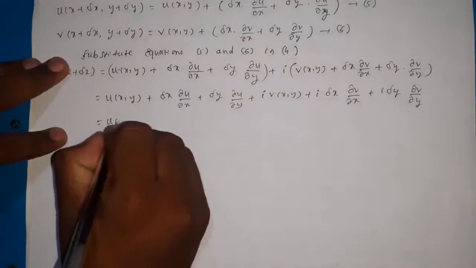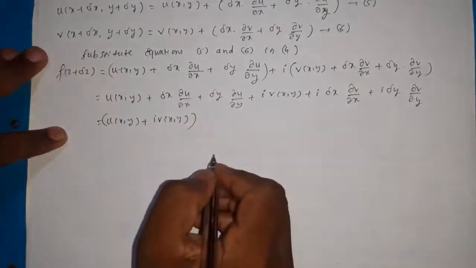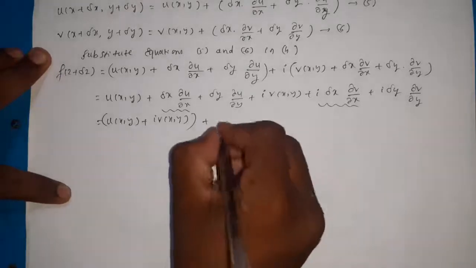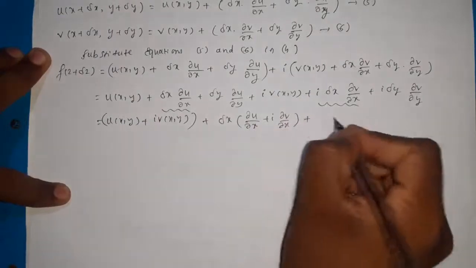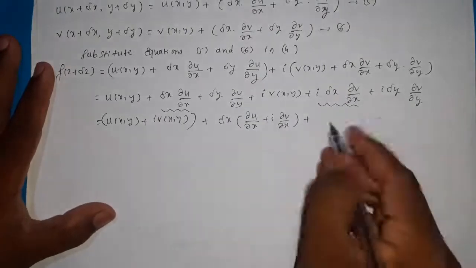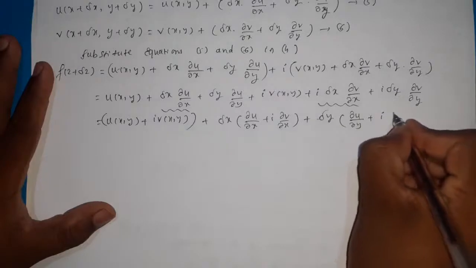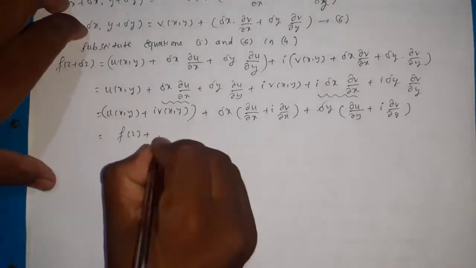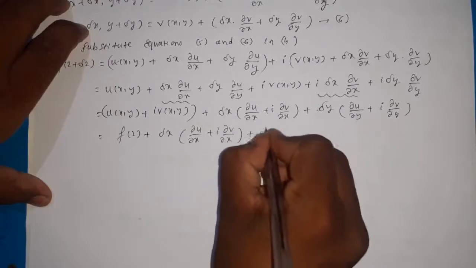So therefore u of x comma y plus, here we have I into v of x comma y, it is nothing but f of z plus, so in these two terms we can take delta x common, so therefore delta x into dou u by dou x plus I into dou v by dou x plus, and remaining two terms, delta y dou u by dou y and I delta y dou v by dou y, delta y is common, then remaining dou u by dou y plus I into dou v by dou y. Now it is equal to f of z plus delta x into dou u by dou x plus I into dou v by dou x plus delta y.